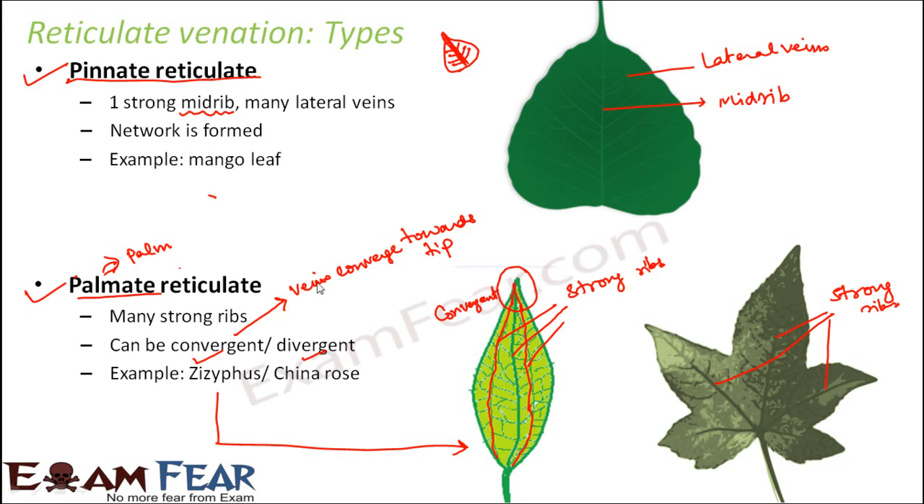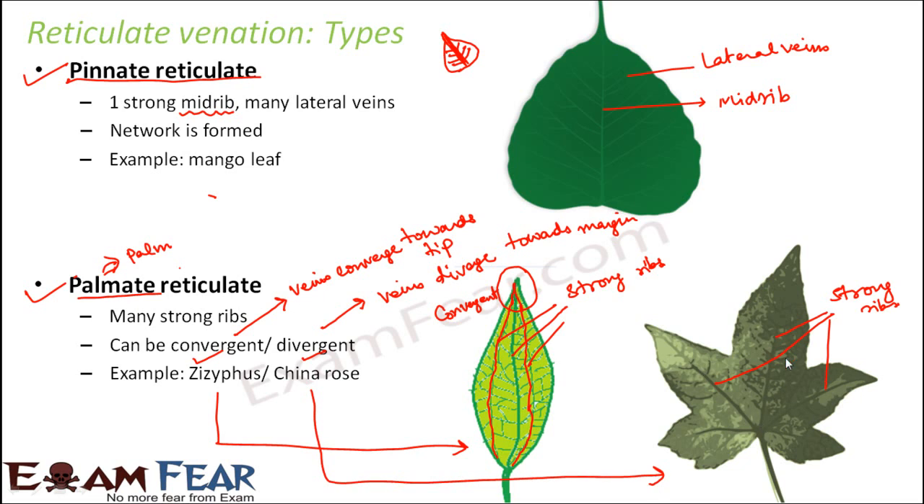Now talking about the divergent type of venation, here the main veins will diverge towards the margin. So here the veins diverge away from the tip. So away from the tip means towards the margin. So look at this leaf, that is the leaf of a China rose.